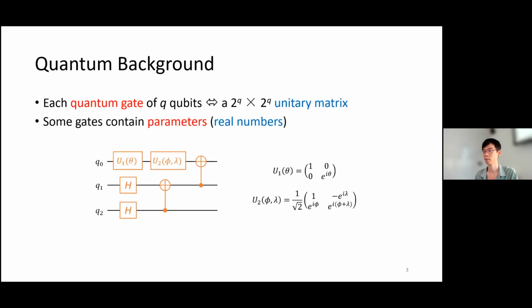So what is the H gate? Oh, H is a Hadamard gate, so it's another single qubit gate.